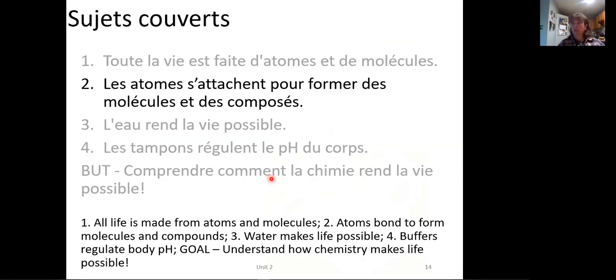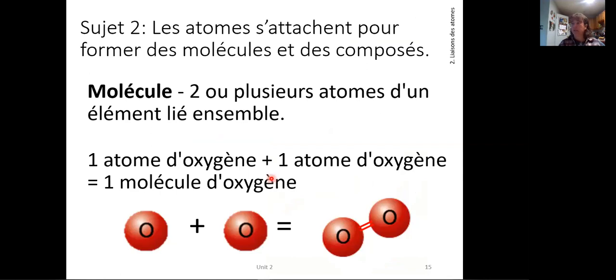We're going to move on to our second subject, which is that atoms form molecules and compounds. So let's learn how that happens. For example, 2 atoms of oxygen make a molecule of oxygen. But what holds these 2 atoms together?